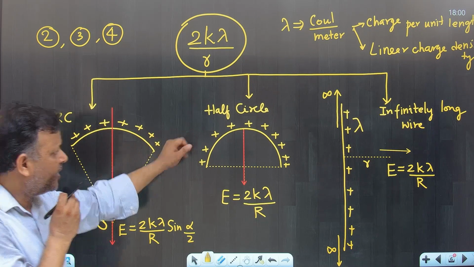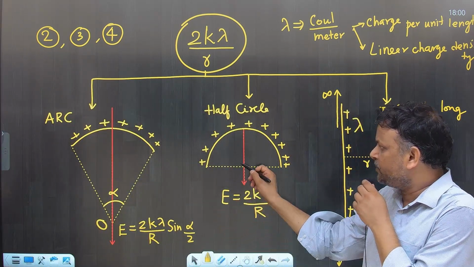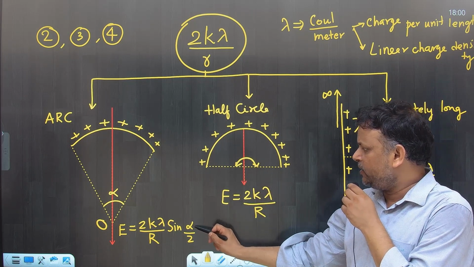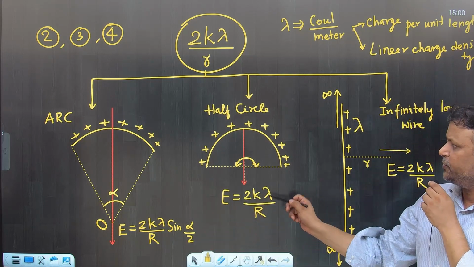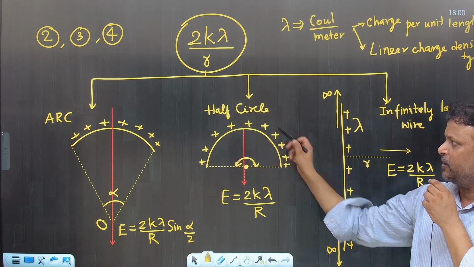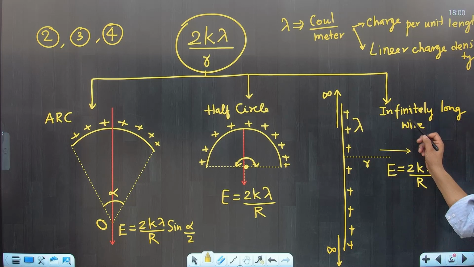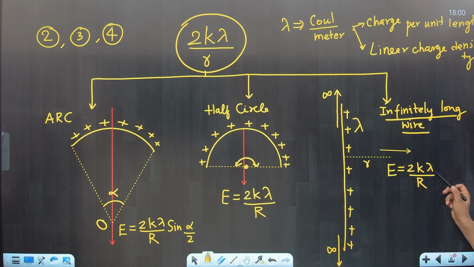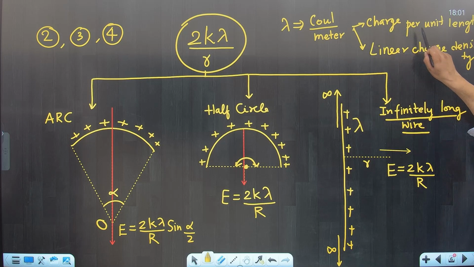In case of a half circle, E is 2k lambda by r, because the angle subtended at the center is 180 degrees. So alpha is 180, 180 by 2 is 90, and sine 90 is 1. So this 2k lambda by r is the electric field at the center due to a half circle, meaning a semicircular ring. And due to an infinitely long wire having linear charge density lambda, electric field is 2k lambda by r. Lambda is coulomb per meter. It is charge per unit length, or linear charge density.